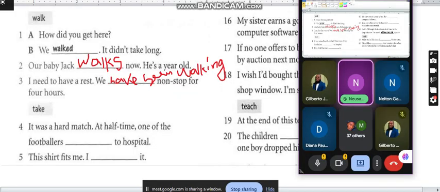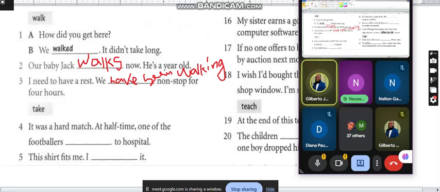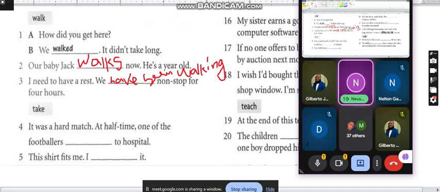Anyone else with a different idea, or is this unanimous for the whole class? Iron?